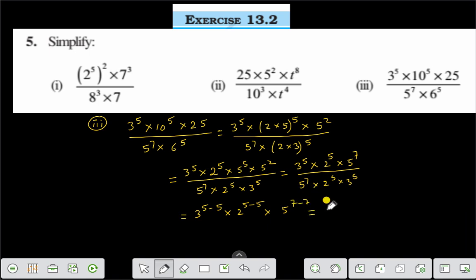That is, we are getting 3 to the power 0 into 2 to the power 0 into 5 to the power 0. 3 to the power 0 is equal to 1. 2 to the power 0 is equal to 1. And 5 to the power 0 is equal to 1. So it comes to a value of 1. And this is the answer.